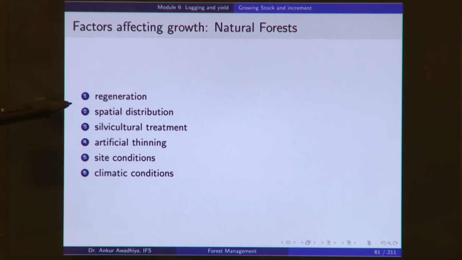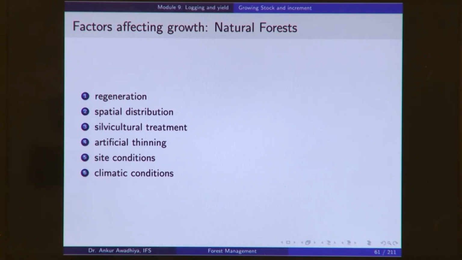Secondly, the spatial distribution of plants. Now, if the spatial distribution is such that the plants are evenly distributed and all of them are able to have enough access to the resources, then they will be able to put up a larger increment, a larger growth, and so your growing stock will increase at a faster rate and it will reach larger values. On the other hand, if your plants are very close together and they are out competing each other, then the growing stock increments will not be large.